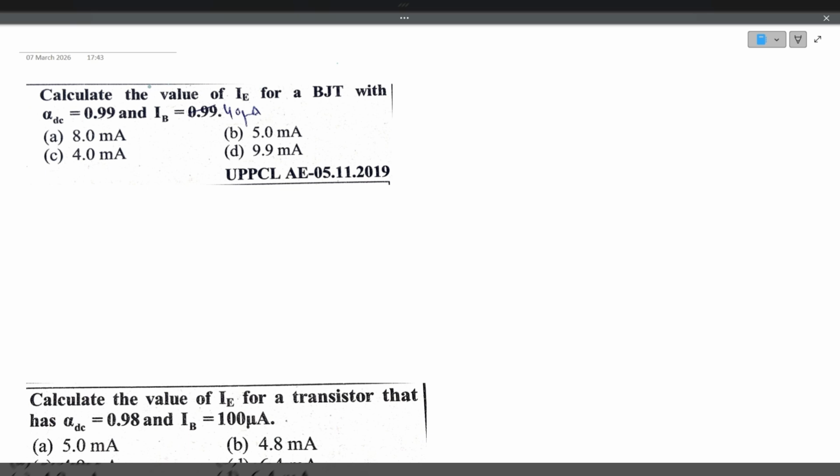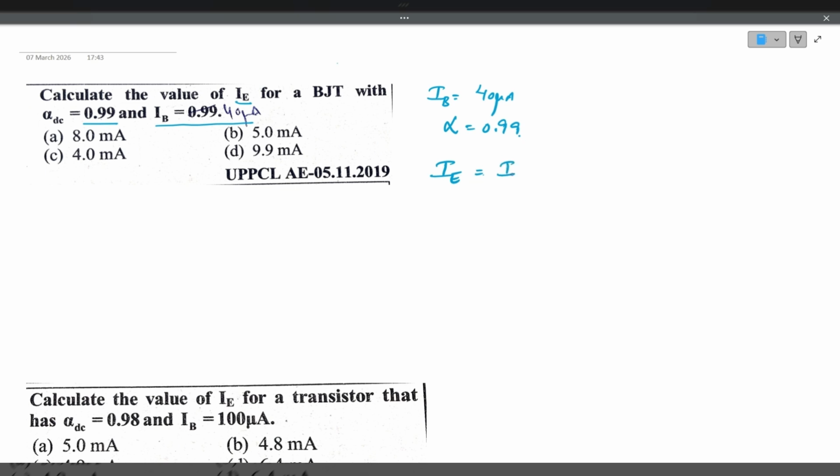Let's see the question. Calculate the value of emitter current IE for a BJT with alpha DC equal to 0.99 and base current IB equal to 40 microamperes. So here base current is 40 microamperes and alpha is 0.99. He is asking us to calculate emitter current IE.